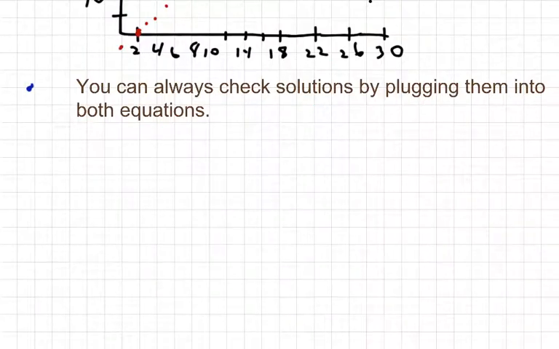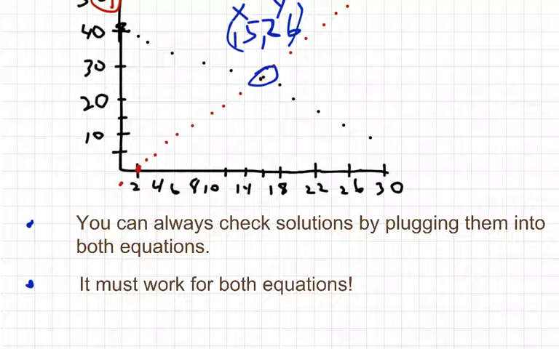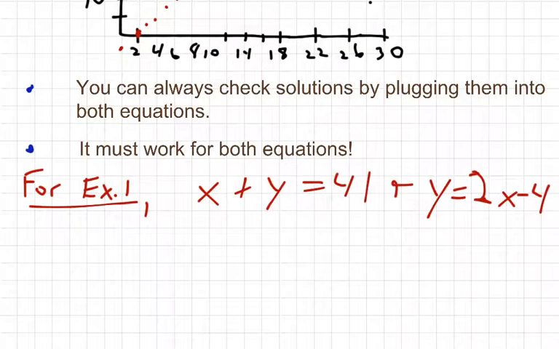So that leads me to the next important thing. You can always check solutions by plugging them into both equations. And the key is it must work for both equations. So it must work for both equations or it's not a solution. All right, let's look back at our example. I did that one in my head, but I want to show you what I just did. So for example 1, we had x plus y equals 41 and y equals 2x minus 4, and we were checking our solution of 15, 26.